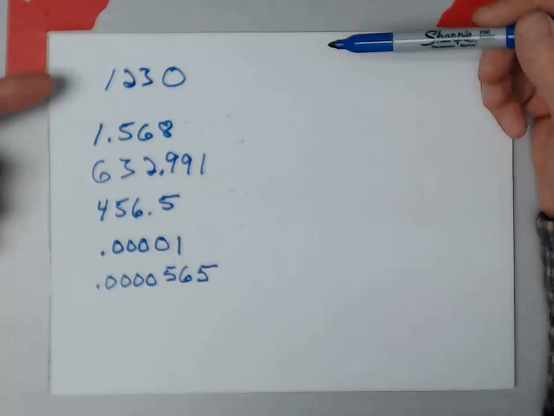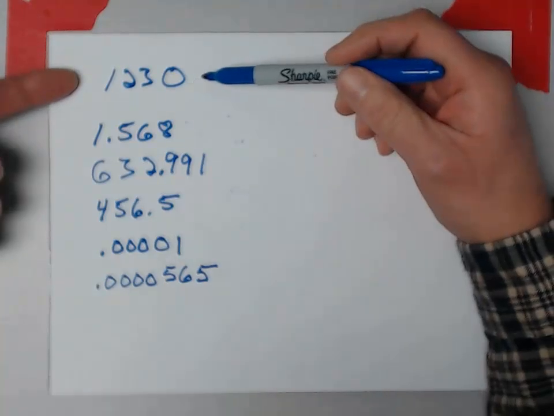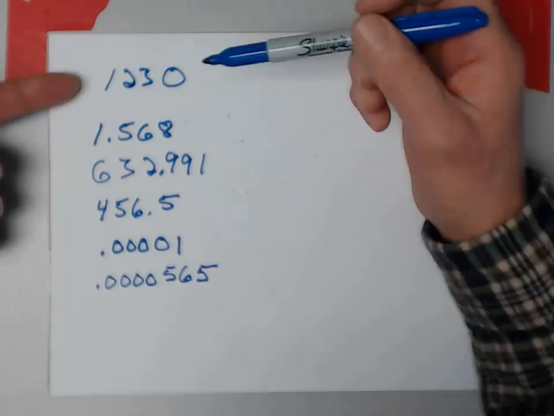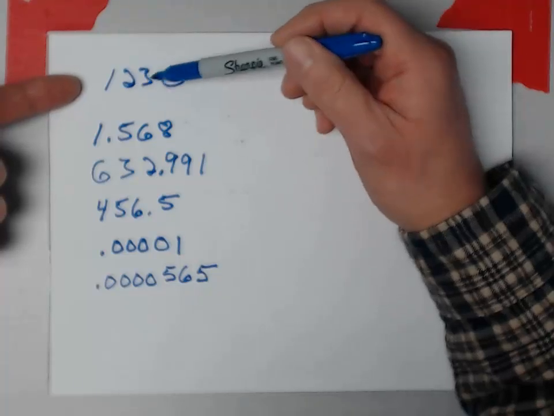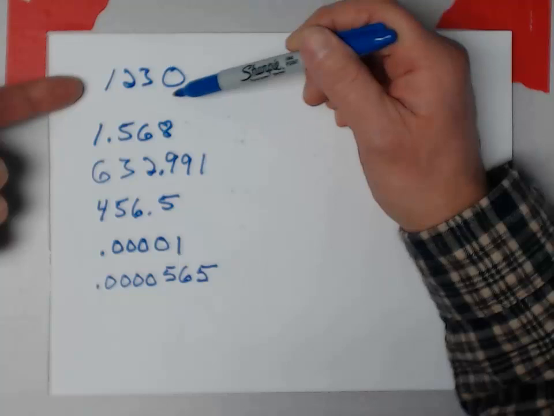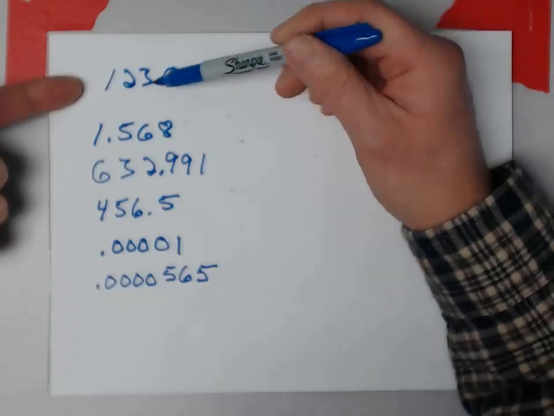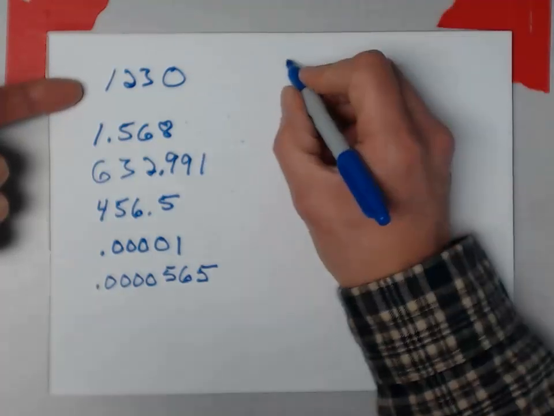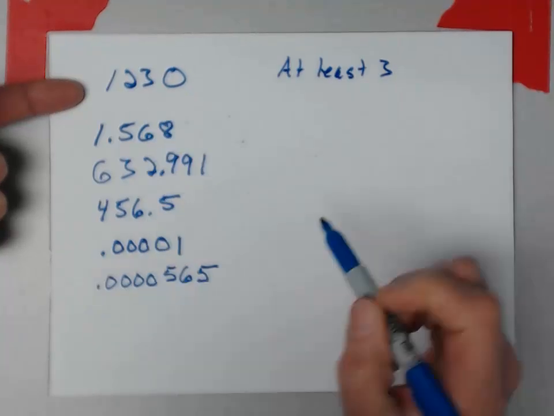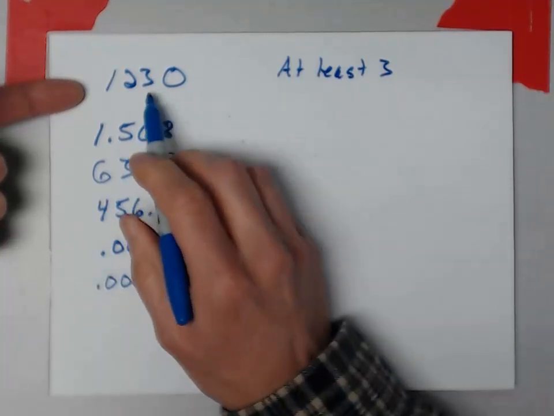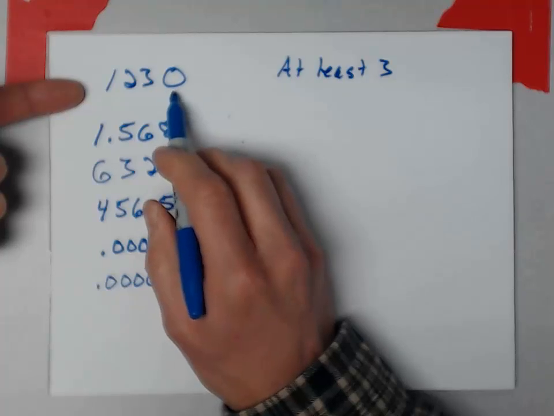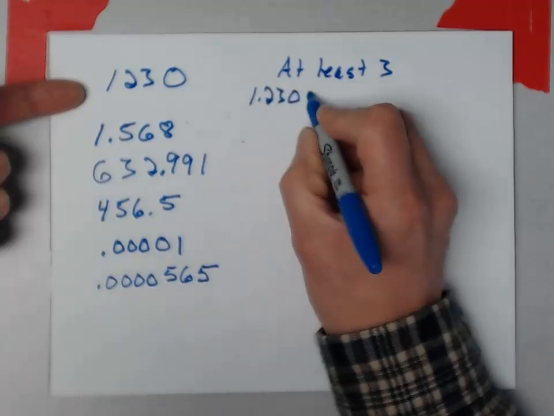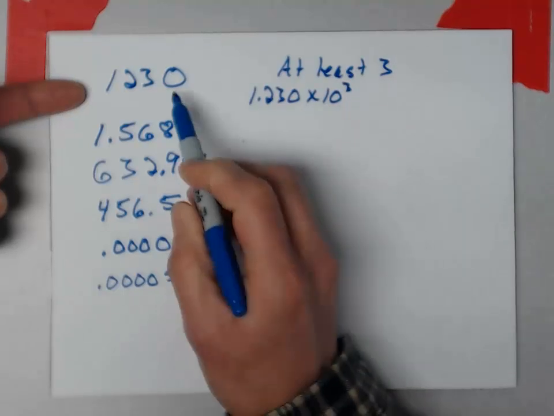number. Let's look at the first number up here. This one, 1230, it has at least 3 or more significant figures, but I don't know if that last 0 is significant or not. It may be this was just rounded off to the nearest 10. So this one has at least 3, but I don't know about the fourth one there. If I wanted to write that number in a way that indicated that that 0 was significant, scientific notation would be the way to go. 1.230 times 10 to the 3rd would indicate that that one is significant.